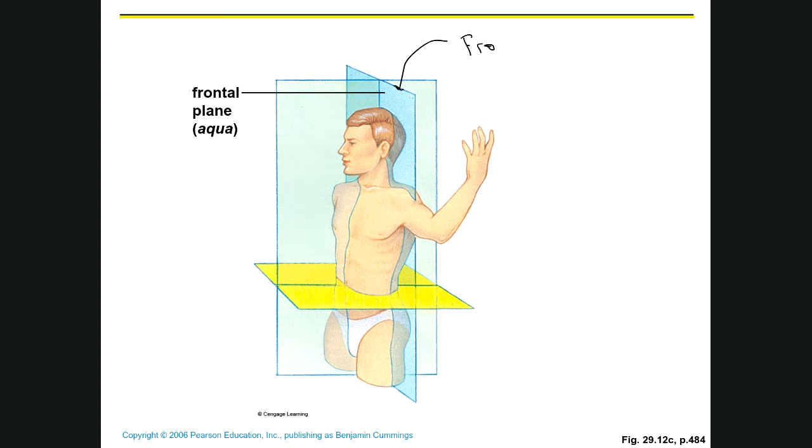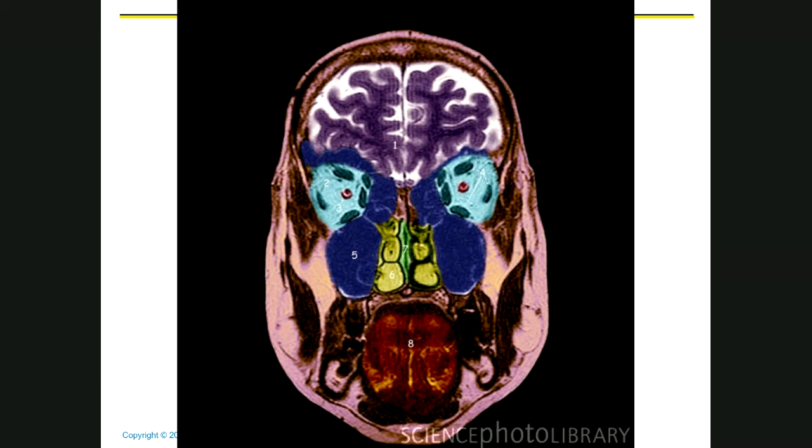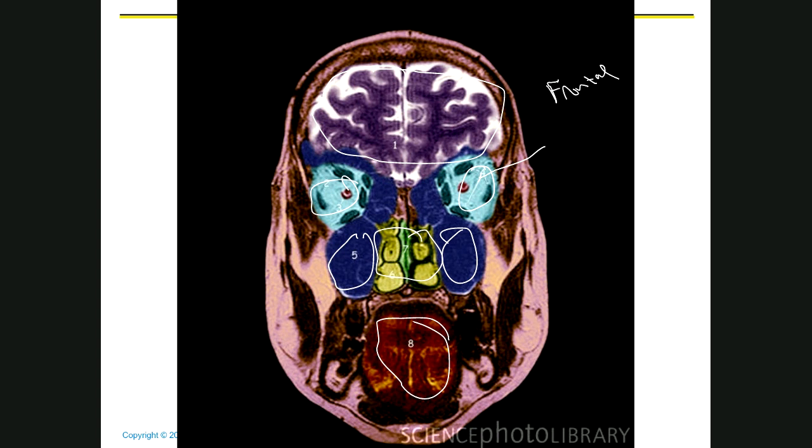So if we did that through the skull, it would look like this. So look. Doesn't look like the other one, but there it is. So there's the eyeballs right there. And then here's the nasal cavity. And there's the big sinuses in your cheek. There's the tongue. And there's the brain. So this is a frontal section, also called coronal. Does that make sense to everyone?